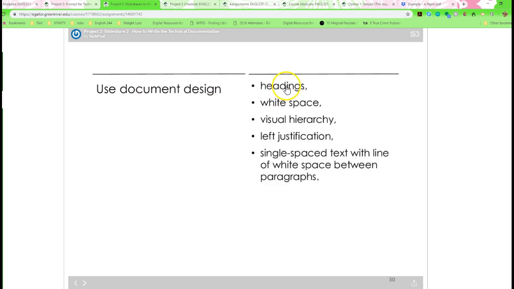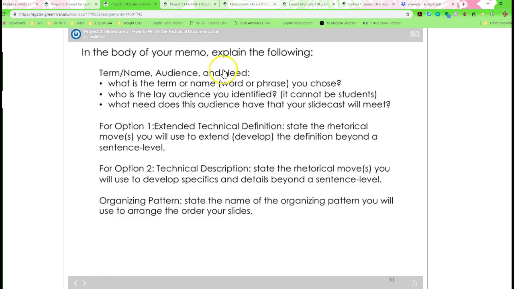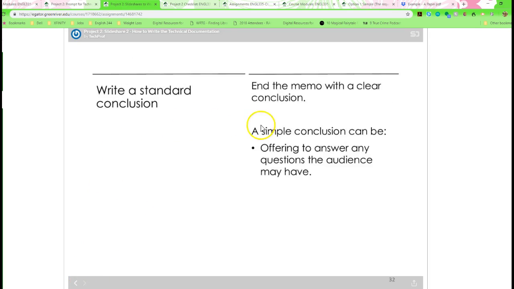Use document design. I'd like headings, white space, visual hierarchy, left justification, single space text with one line of white space between paragraphs. No gaping lines, just one clean line. In the body of your memo, explain the following. All these things. Make sure you use your organizing pattern. That's very important. And then a standard conclusion. And that's it.